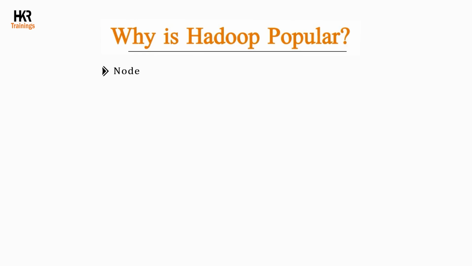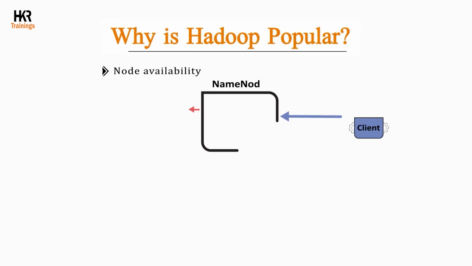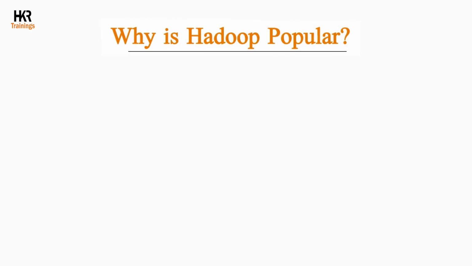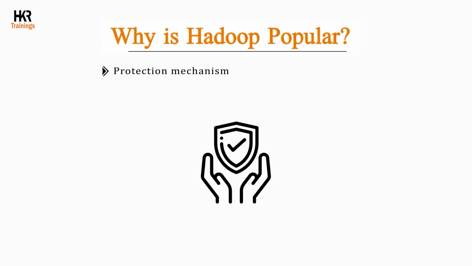Data analysis. Hadoop allows to store the data and apply the filters based on the requirements for data analysis. Node availability. Hadoop allows to add or decrease the nodes, hence dynamic in nature. It will also allow the organizations to work on increased volumes of data. Protection mechanism. Hadoop includes a protection mechanism that helps in preventing the applications from getting attacked with hardware failures.